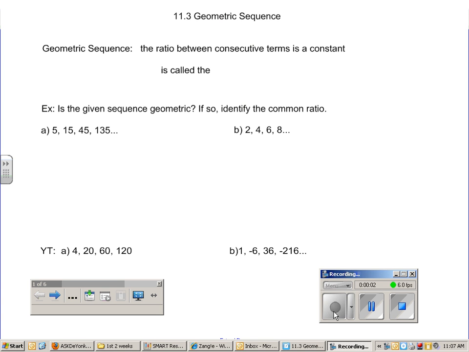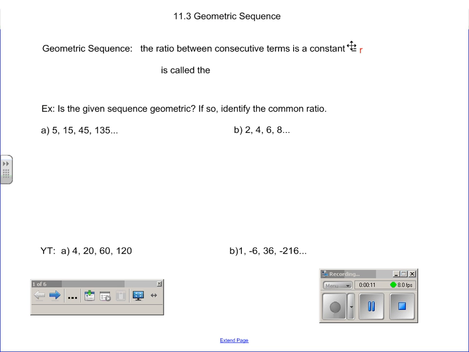Section 11.3, Geometric Sequence. The geometric sequence is defined by the ratio between consecutive terms. When you have a constant ratio, we call it R. When we did arithmetic, we had a constant difference, which is D. Now we're calling it R. It's called the common ratio.